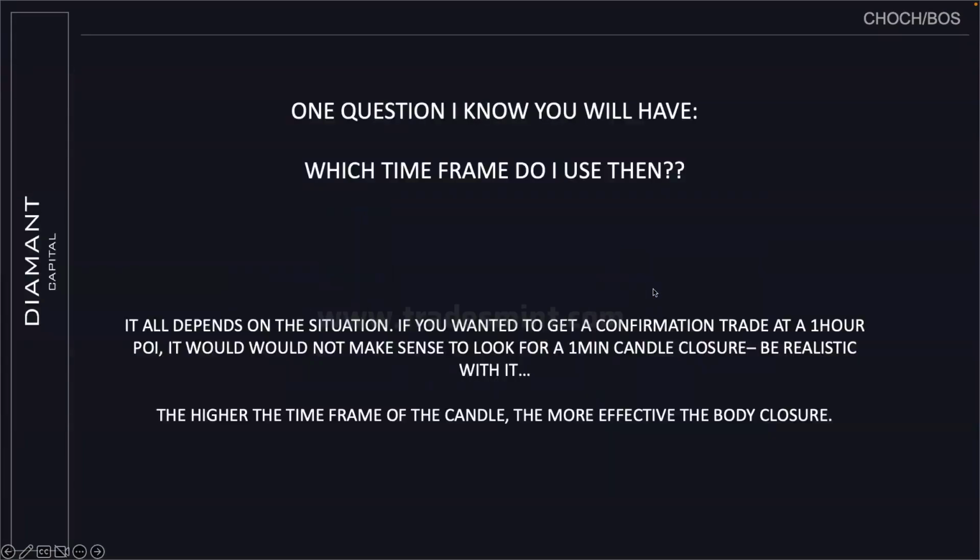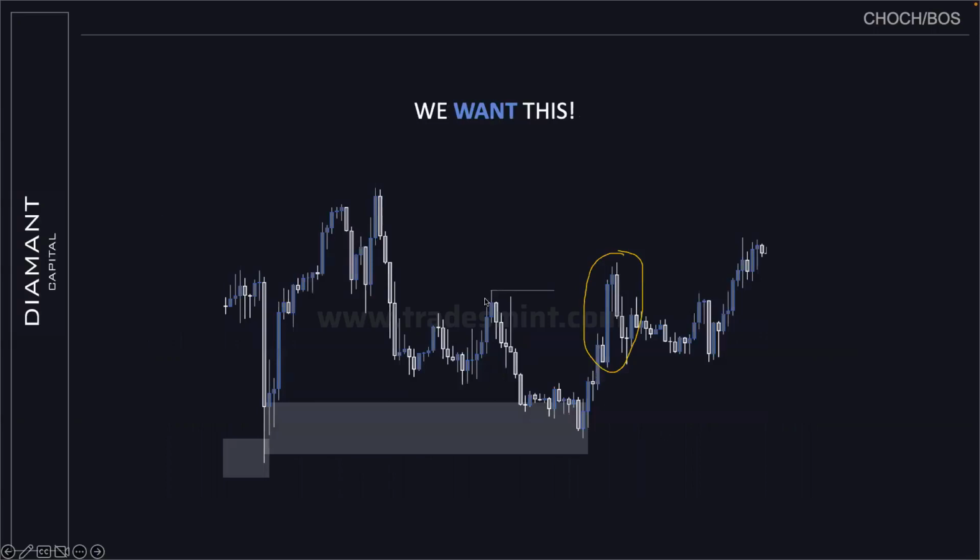Now, my answer to this is, it all depends on the situation. If you wanted to get a confirmation trade at a 1 hour point of interest, it would not make sense to look for a 1 minute candle closure. You really do have to be realistic with it. The higher the time frame of the candle, the more effective the body closure. So, like I said, if this is a 1 hour chart, we do see that 1 hour body closure above the primary high. That's exactly what we're going to be looking for.